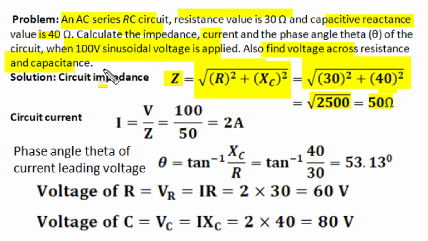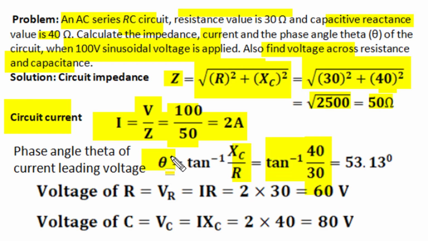Now we know in an RC series circuit, RMS current and RMS voltage have the relation V equal to IZ, or circuit current I is V by Z. RMS voltage is 100 volt and impedance is 50 ohm, so circuit current is 2 ampere, and current leads voltage by an angle theta, where tan theta is Xc by R, or 4 by 3. The tan inverse of that gives us the phase difference angle of current phasor and voltage phasor, and current leads voltage by tan inverse 4 by 3, or 53.13 degrees.